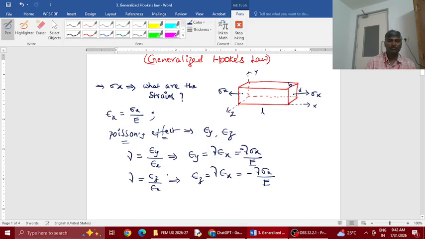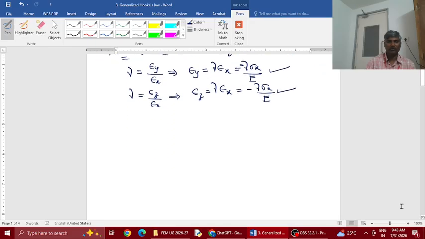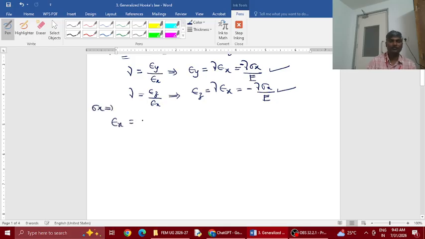Now you see these are the strains because of stress in x direction, because of sigma x. You have strain in x direction, strain in y direction, and strain in z direction. Let us write all of them together at one place. So I have sigma x by E, the strain in y is minus nu sigma x by E, and minus nu sigma x by E for z. So these are the strains in all three directions.